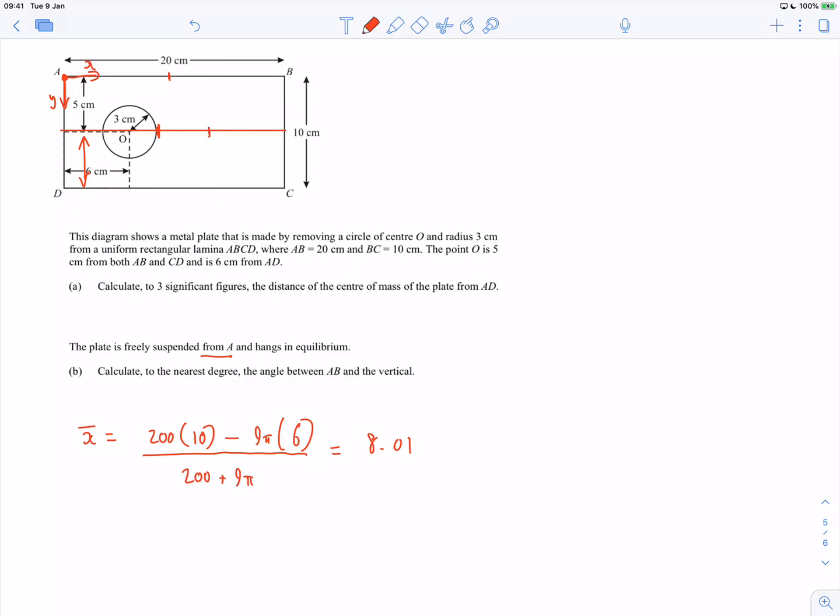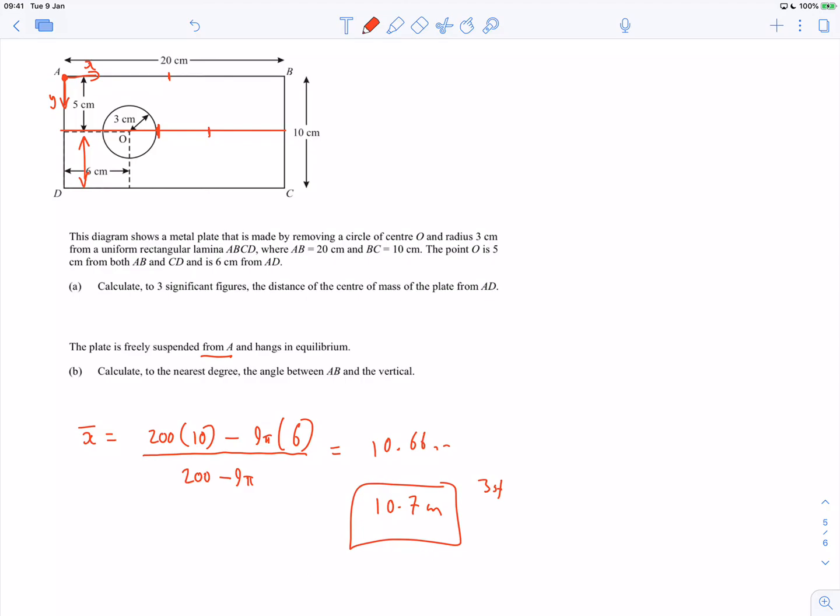Oh, I've been silly. The total mass of the shape isn't 200 plus 9 pi, it's 200 minus 9 pi. It's got a negative mass. Lol. So that works out to be 10.66. So to 3SF, that's 10.7 centimetres. Okay, yeah, sorry, I've been an absolute numpty.